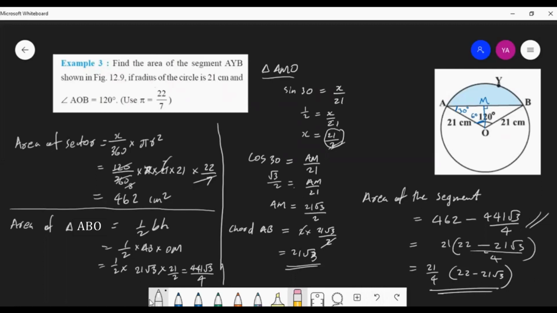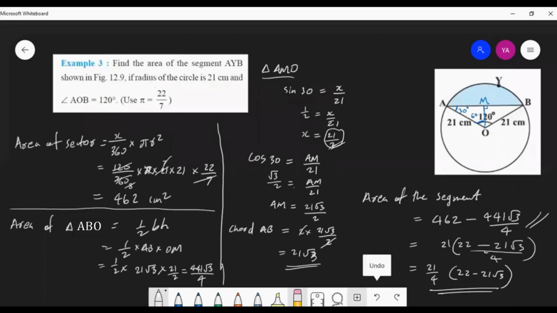This problem was a little bit difficult, but in some other questions, numbers will be given so that we can simply find the answer. Here many root 3 terms came, and the final answer does not look like a simple number. Anyhow, like this we can find the area of a segment: find the area of the sector first, then the area of the triangle, then subtract the area of the triangle from the area of the sector to get the area of the segment.